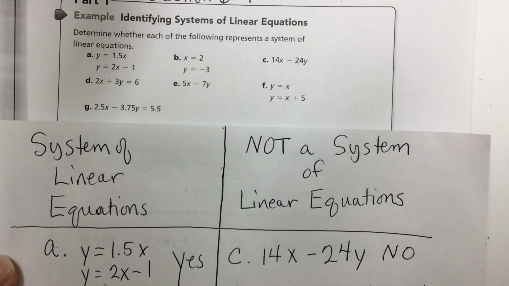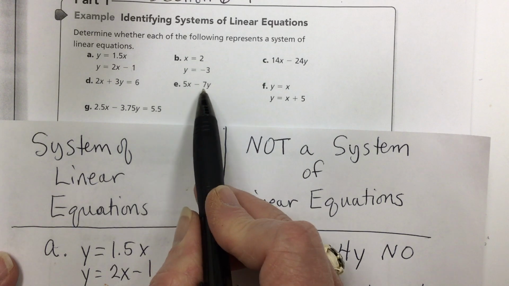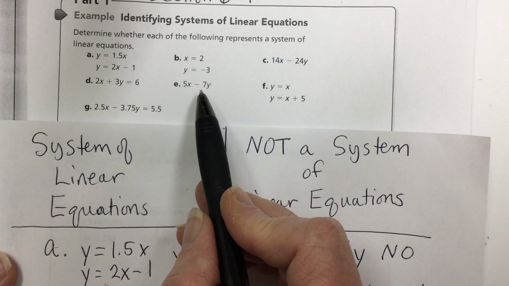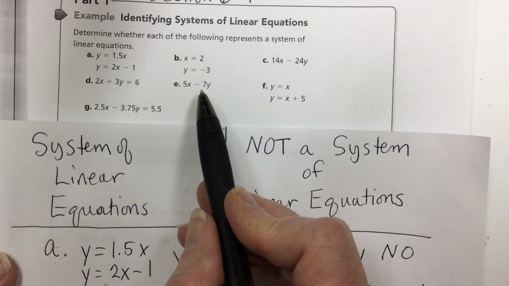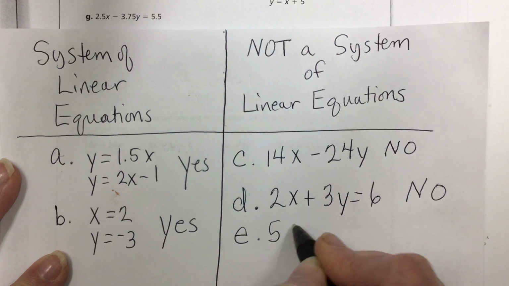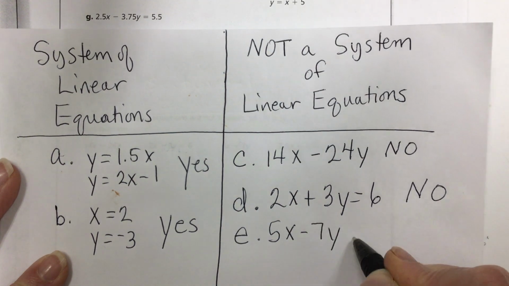Looking at E. Is this an equation? No. If it doesn't have an equal sign, it's not an equation. I have to have two linear equations to have a system. So E would also be no. It is not an equation.